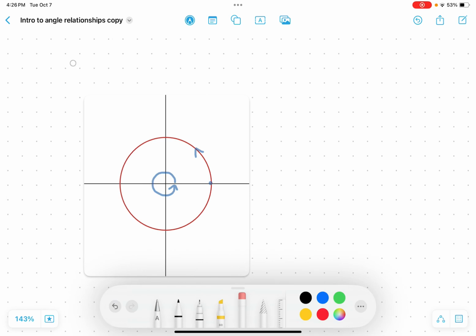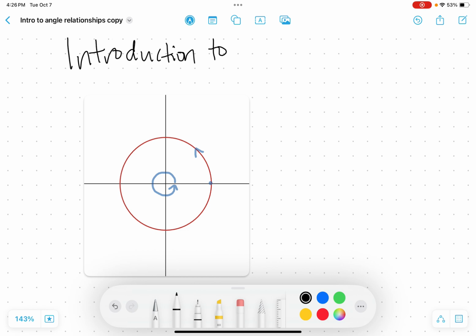All right, so in Unit 2, we're going to understand angle relationships. And so this lesson is going to be an introduction to angle relationships. There's going to be a lot of angles that we're going to learn about in this unit, but we're going to start with some basic ones.